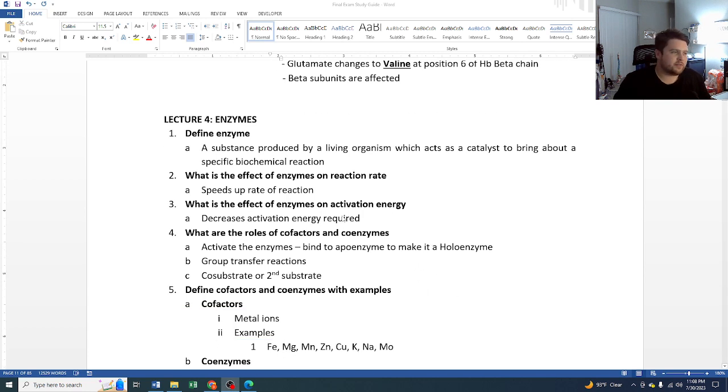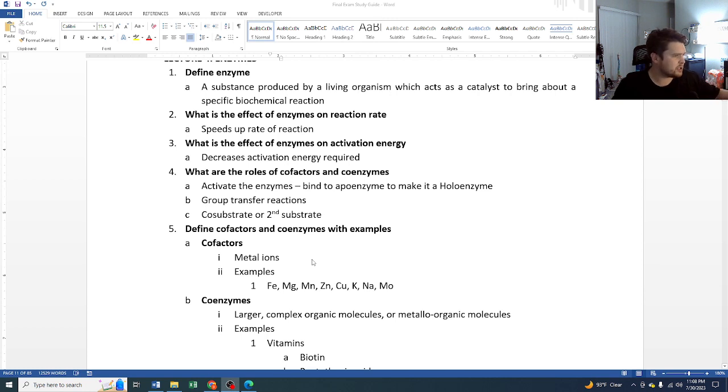Okay, so what is the effect of enzymes on the reaction rate? It speeds up the reaction rate. The effect of enzymes on activation energy, it decreases the activation energy required. There's still some energy required, but it decreases that energy. We also have cofactors and coenzymes. These are used to activate the enzymes. It binds to what we call the apoenzyme, or the inactive enzyme, to make it a holoenzyme, which is the active form.